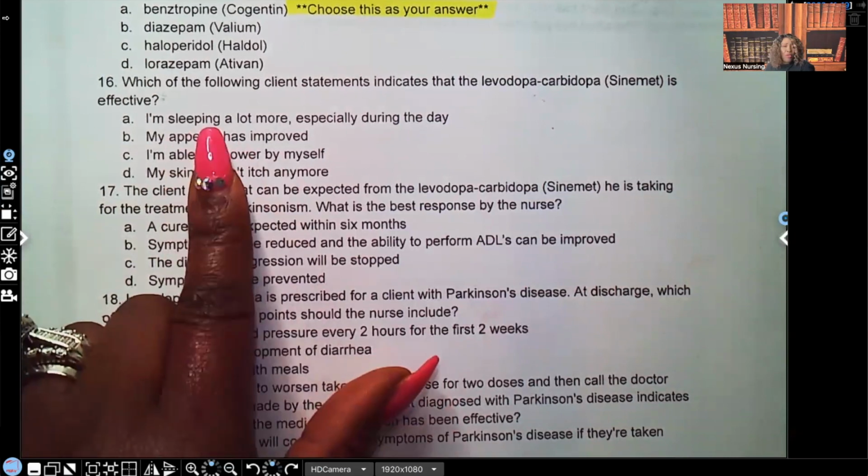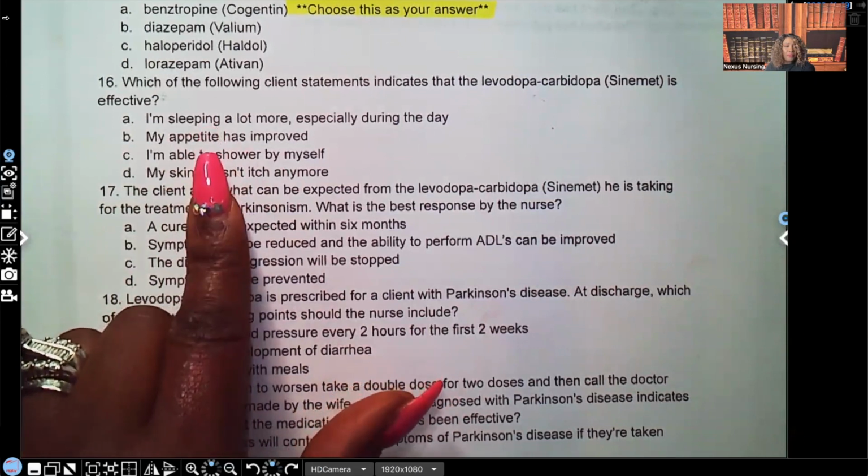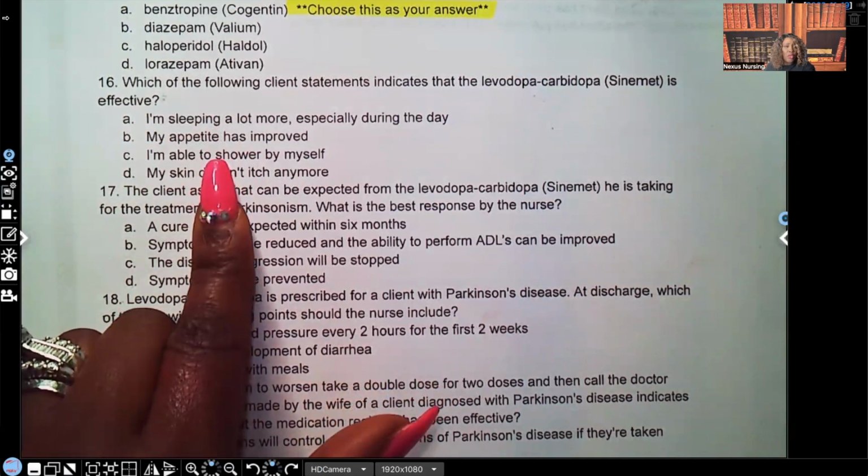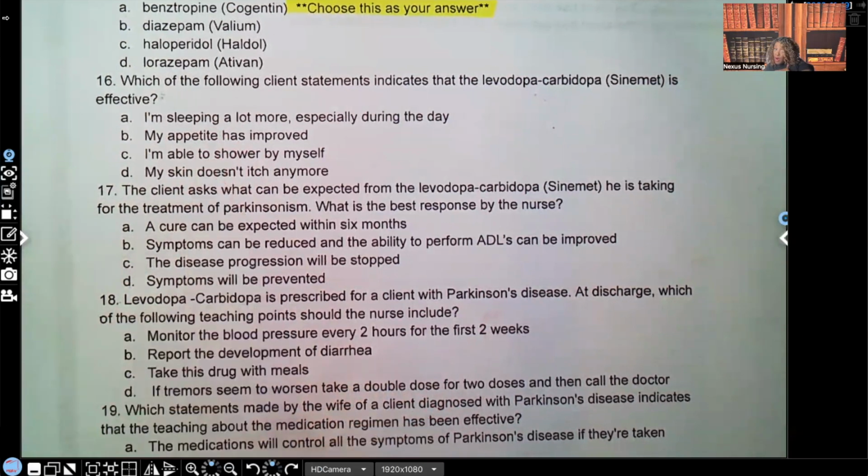Look at A. We're not giving this medication to make them sleep. Look at B. We're not giving this medication to make them eat more. Look at D. We're not giving this medication because they've got pruritus. No. This is an anti-Parkinson medication. So C is the correct answer, but don't take my word for it. Let's go look in the book.